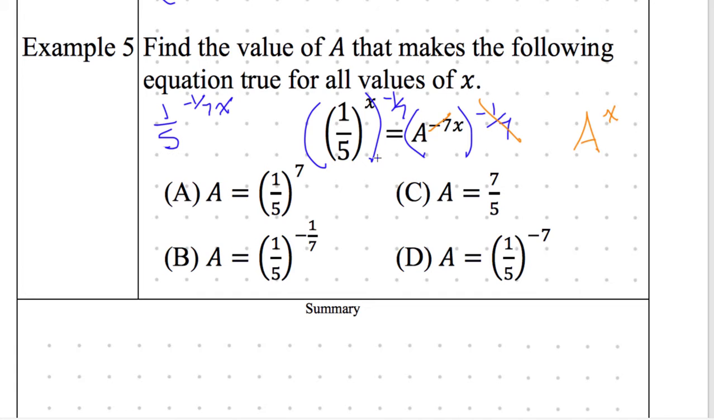All right, so what is the answer? B. I don't know why Mr. Sindel kept putting D twice, but it is B, I guess.